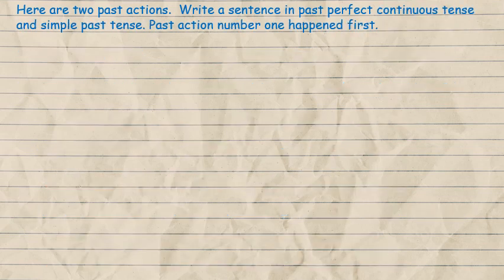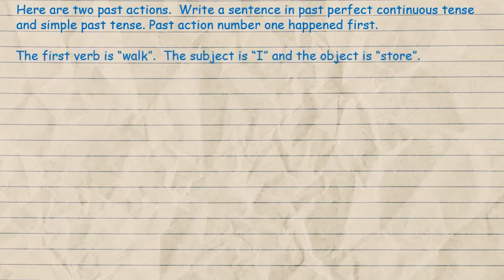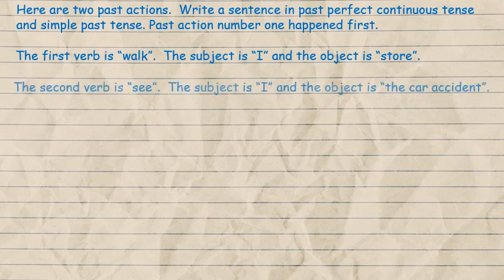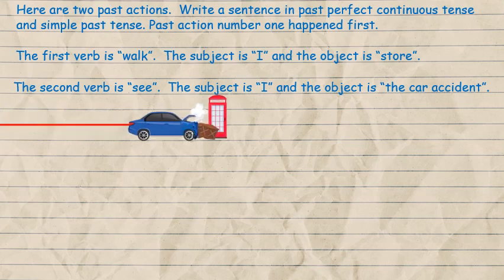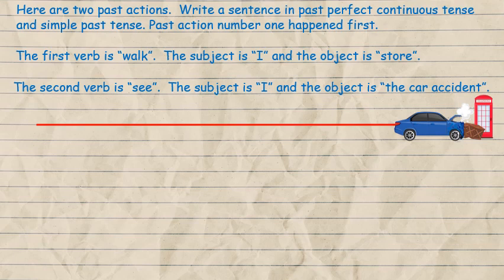Here are two past actions. Write a sentence in past perfect continuous tense and simple past tense. Past action number 1 happened first. The first verb is walk. The subject is I and the object is store. The second verb is see. The subject is I and the object is the car accident. I had been walking to the store when I saw the car accident.